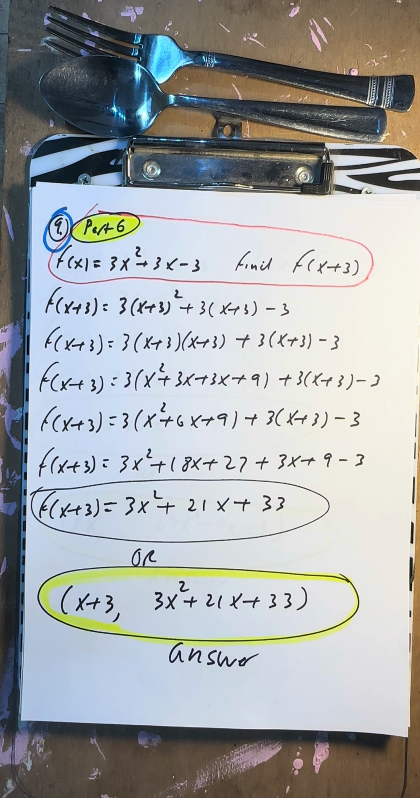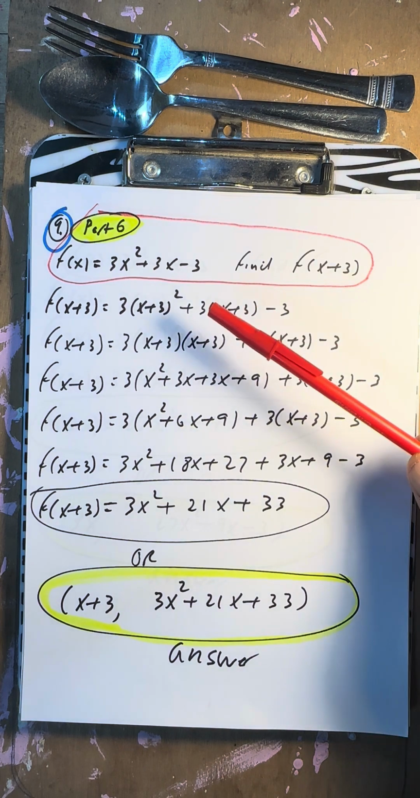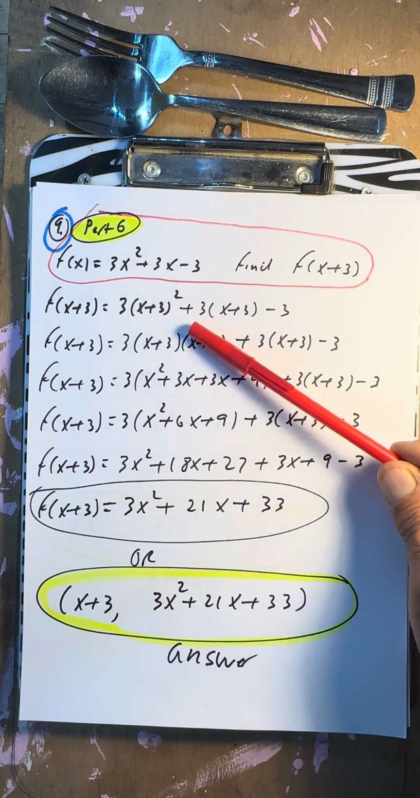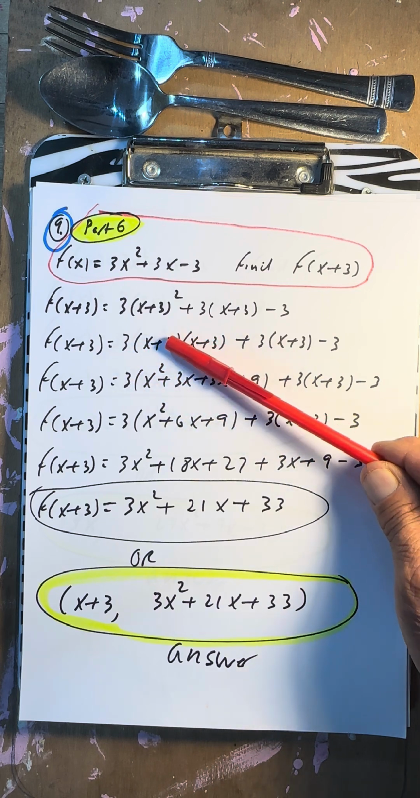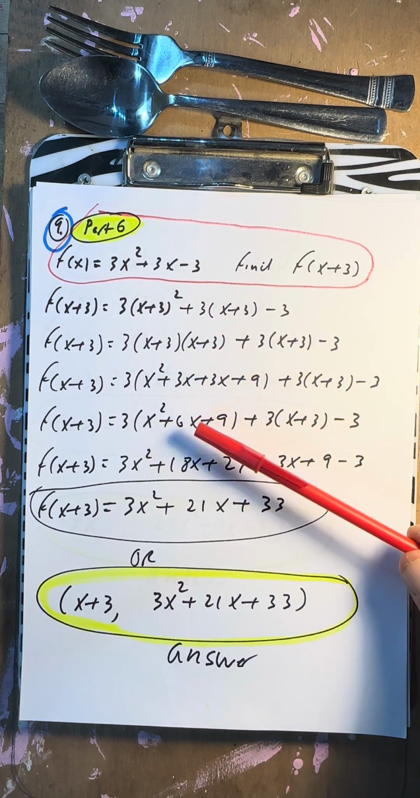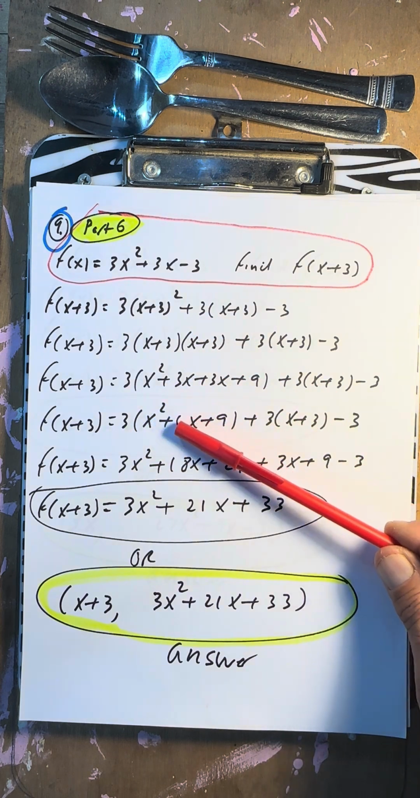All right. Find f of x plus 3. So put x plus 3 in there. So x plus 3 times x plus 3. So let's see. X times x is x squared. X times 3 is 3x. 3 times that is 3x. 3 times 3 is 9. And then this right here is going to give you 6x. So x squared plus 6x plus 9.